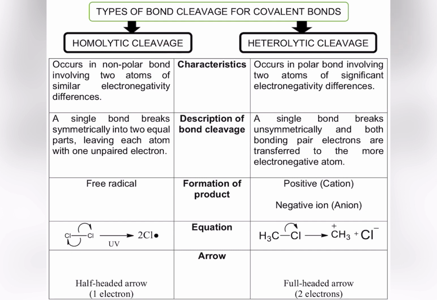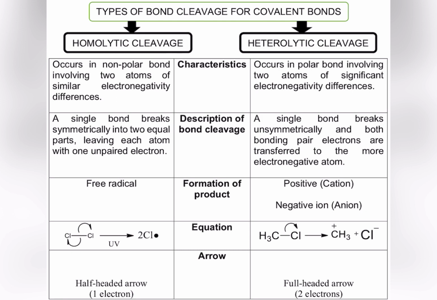I made a table for you so that you can compare a few characteristics between these two cleavages. Let's focus on the first characteristic, the definition itself and how homolytic cleavage occurs. It only occurs in non-polar bonds involving two atoms of similar electronegativity. However, for heterolytic cleavage, it happens in polar bonds involving two atoms of different electronegativity.